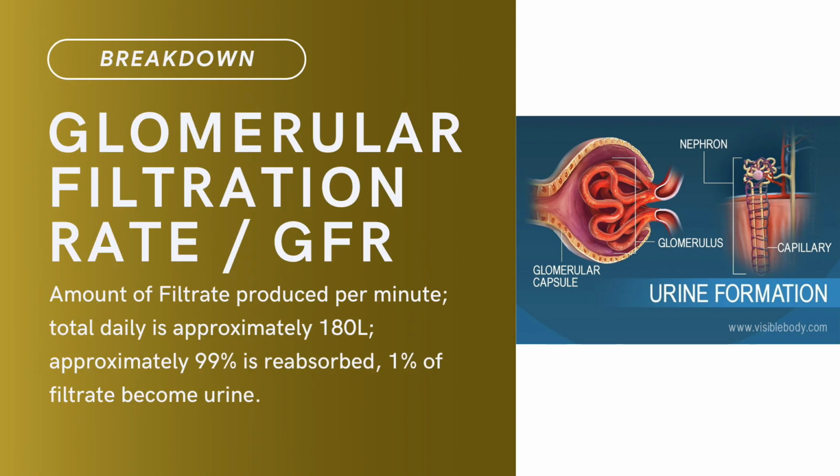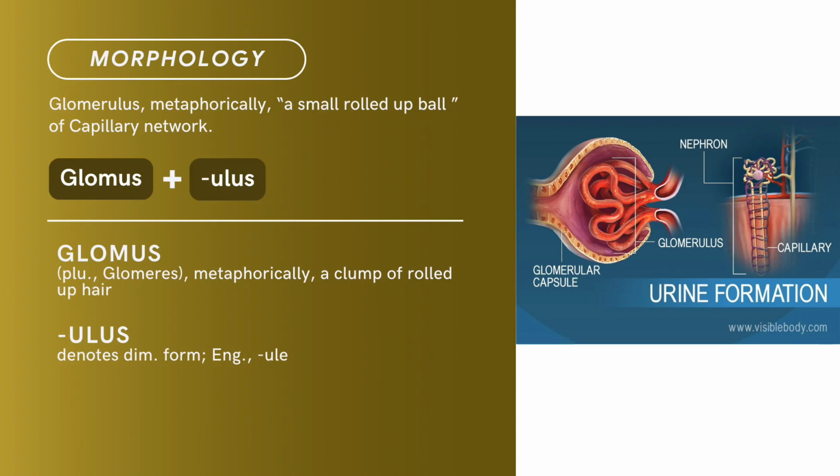Another related term, glomerular filtration rate. Filtration means the process of straining. Brief definition, amount of filtrate produced per minute. Total daily is approximately 180 liter. Approximately 99% is reabsorbed and 1% of filtrate becomes urine. Term morphology, compound of glomerulus, metaphorically means a small rolled up ball of capillary network. Glomus means metaphorically a clump of rolled up hair. Ulus is a suffix denoting diminutive form. There you have it, compound term, glomerulus.